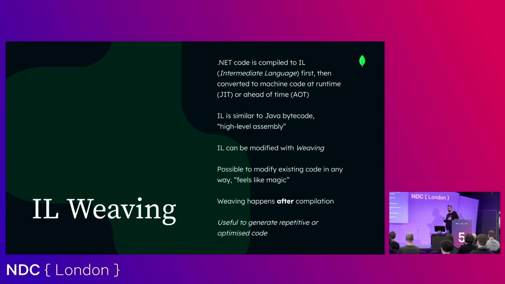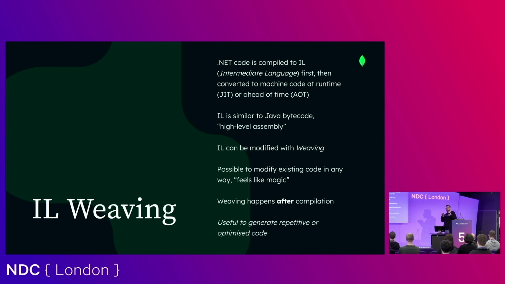When you compile C# code, it gets compiled first to something called IL, which stands for Intermediate Language. That is a sort of high-level assembly. Then, depending on your configuration, it either gets compiled to machine code at runtime, if you're using JIT, or ahead of time if you're using AOT. But there is always this intermediate step with the IL. If you ever worked with Java, this is a very similar idea to bytecode. This is platform-independent code that then gets converted to machine code when it's necessary.